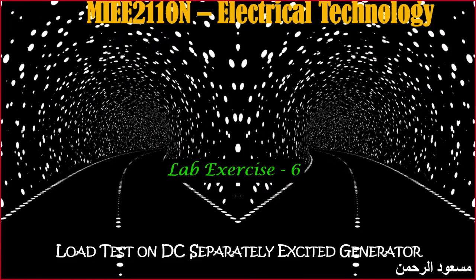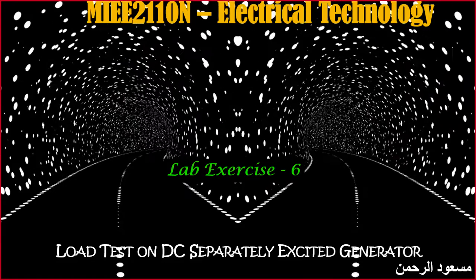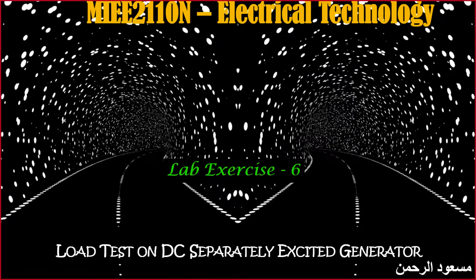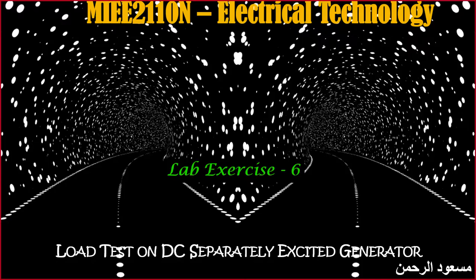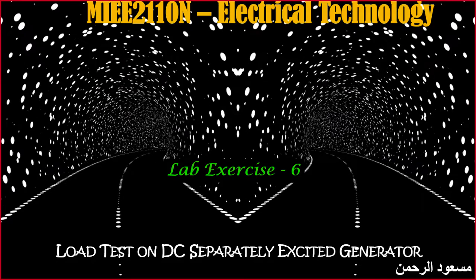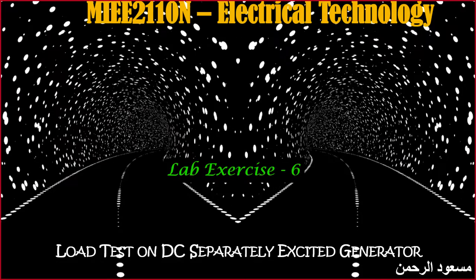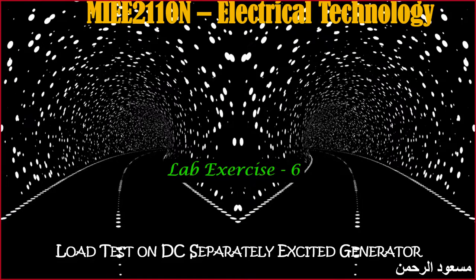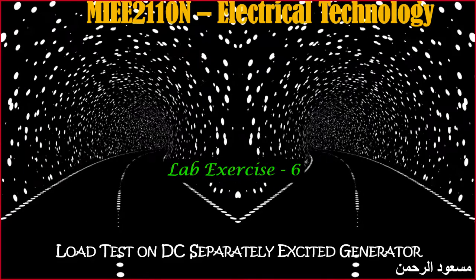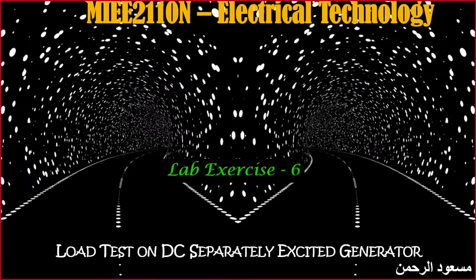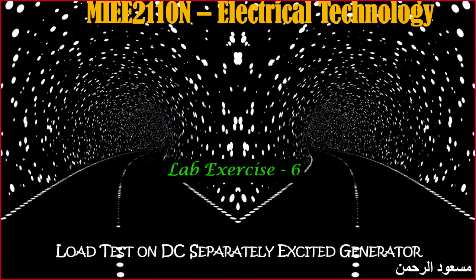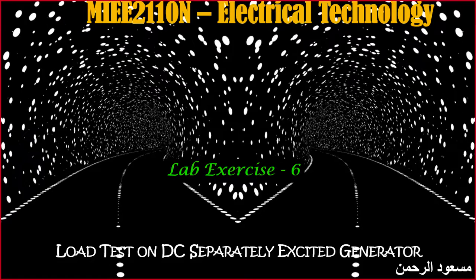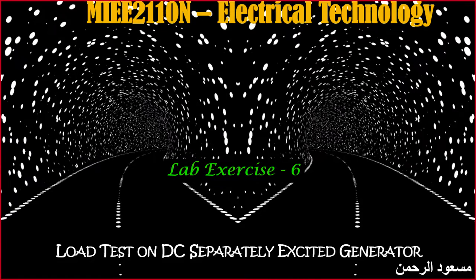Separately means the armature winding's electrical energy is not given into the field winding of the same machine. The field winding is given electrical energy from a separate supply, and the energy generated by the armature winding is given into some other load. So the armature winding and the field winding of that generator do not have any electrical connection between them. This is called a separately excited generator. Now we are going to do the load test on that generator.